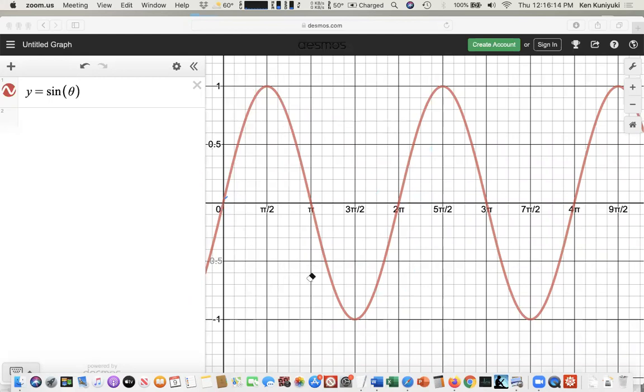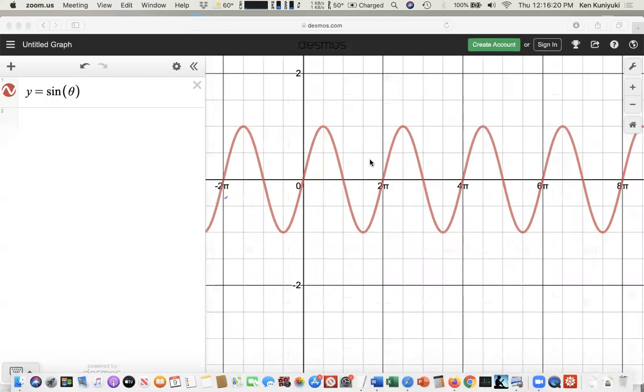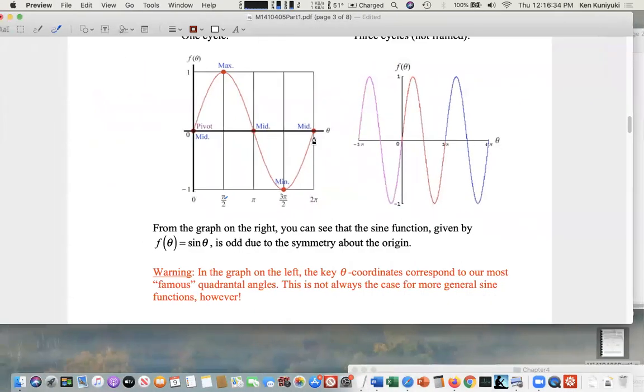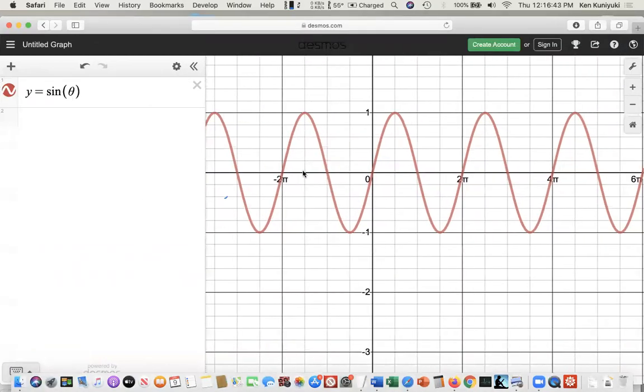Now, notice that if we keep zooming out, we see that this graph goes on and on and on. The domain is all real numbers. You can plug in any real value for theta, and you're good. So this fundamental cycle is repeated like a piece of wallpaper, forever and ever to the right and forever and ever to the left. Here's our fundamental cycle, but then it keeps getting copied from 2 pi to 4 pi, from 4 pi to 6 pi, and so forth. Also back here, from -2 pi to 0.